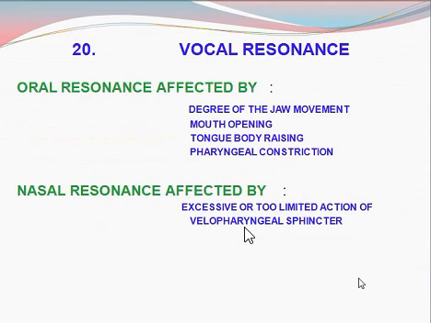The vocal resonance is divided into oral resonance and nasal resonance. Oral resonance is affected by the degree of jaw movement, how much the mouth is open, tongue body rising, and pharyngeal muscle contractions. The size of the pharyngeal opening also will change the voice. Nasal resonance is affected by excessive or too limited action of the velopharyngeal sphincter. But what you see in rhinolalia clausa and aperta, some pathological conditions, also will change the voice.